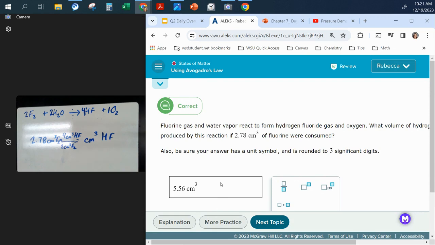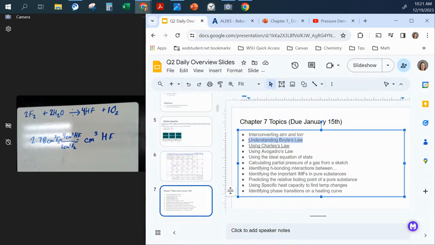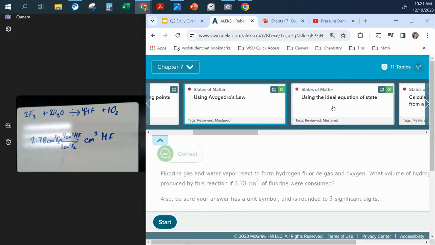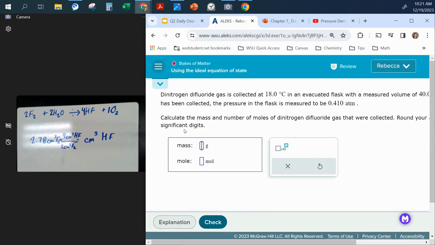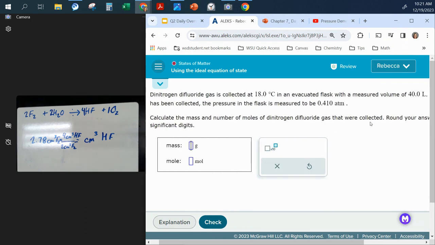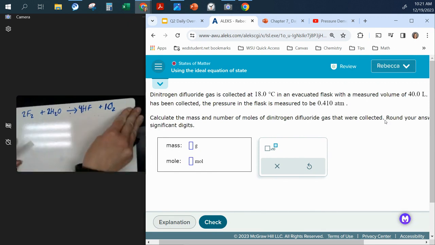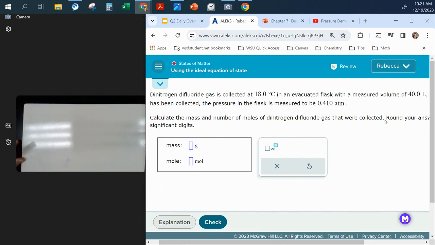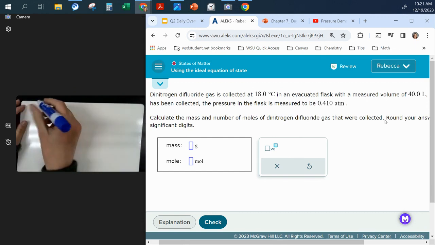Okay, so that one's, I think that one's kind of like chapter 5. All right, that was Avogadro's law. Let's see, where are we? Okay, let's look at the ideal equation of state 1. There's quite a lot of these, and some of them are tricky. So this one, we need to use the ideal gas law. Have we talked about that? Not sure? Okay, so for this one, they call it the ideal equation of state. Mostly I've heard it called the ideal gas law.